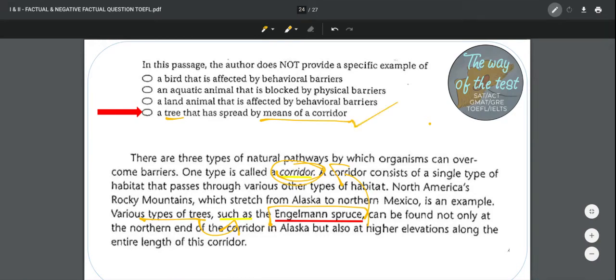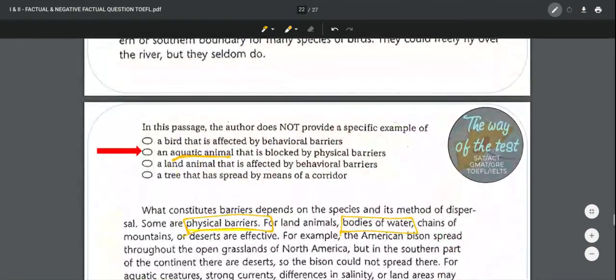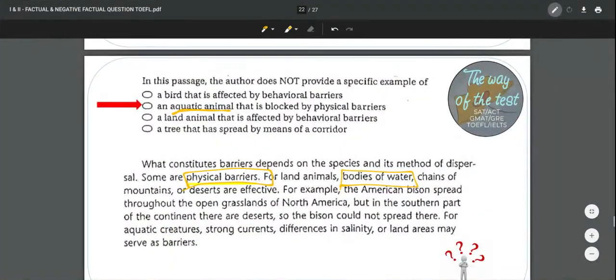So this is in the text. So which one is not in the text? The only one that is not in the text was letter B, the aquatic animal. Now, remember, everything has to match here. Why is it so important? Because the specific question is to provide a specific example.